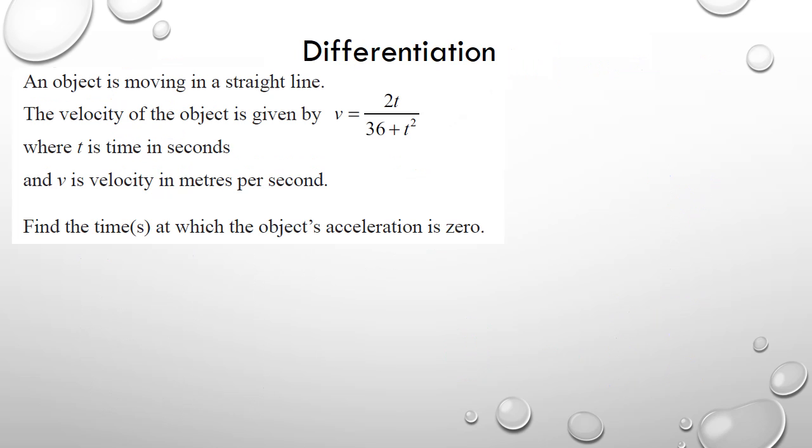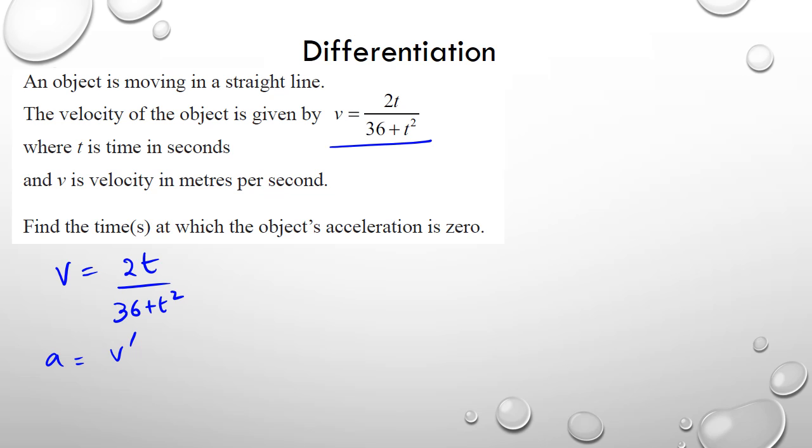Okay, so the next question was looking at differentiation. Now I actually chose an achieved question because I was just trying to get through all of our questions in 2012, and this was one of them. In this question, you've been given a velocity function, which is this here, and all they're asking is to find the times at which the object's acceleration is 0. So if you have velocity, which is 2t over 36 plus t squared, to find acceleration, you need to differentiate velocity.